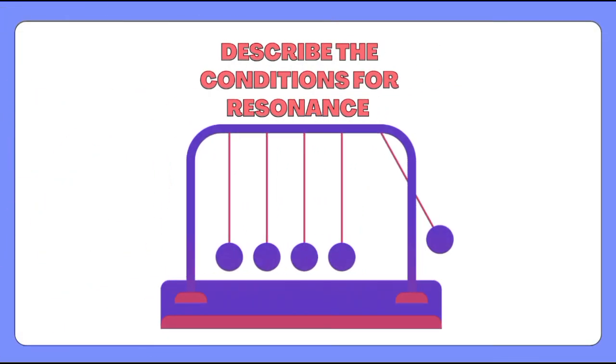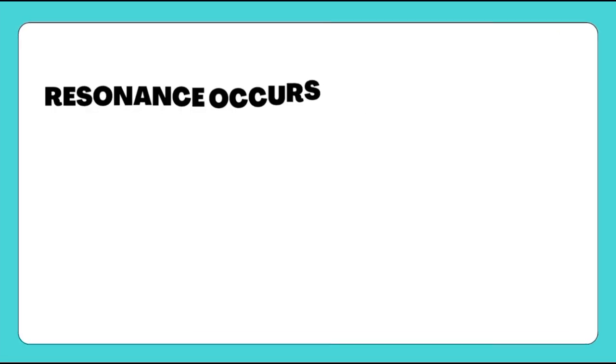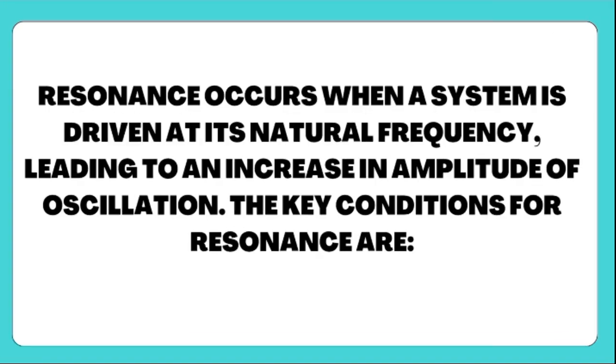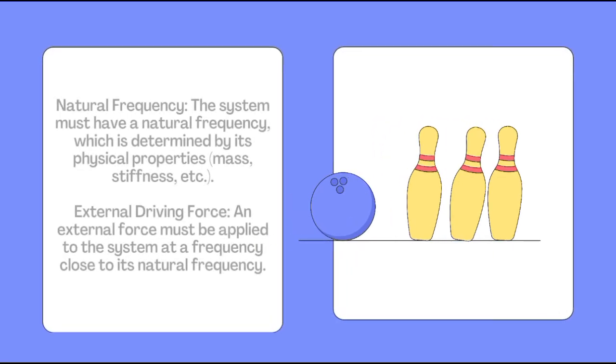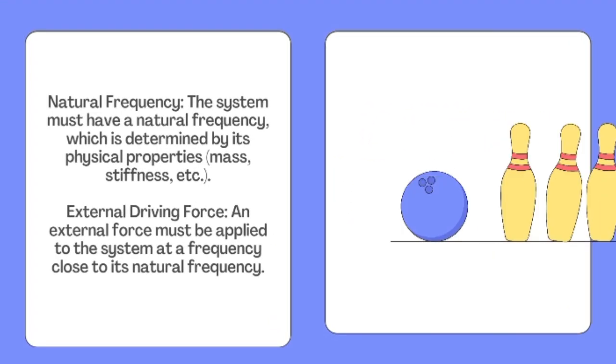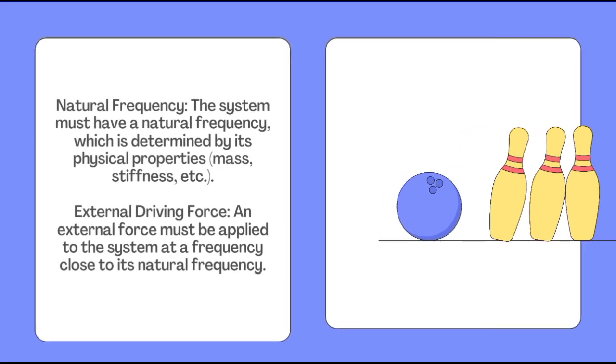Now let us describe the conditions for resonance. Resonance occurs when a system is driven at its natural frequency, leading to an increase in amplitude of oscillation. The key conditions for resonance are: natural frequency. The system must have a natural frequency, which is determined by its physical properties like mass, stiffness, etc. External driving force. An external force must be applied to the system at a frequency close to its natural frequency.